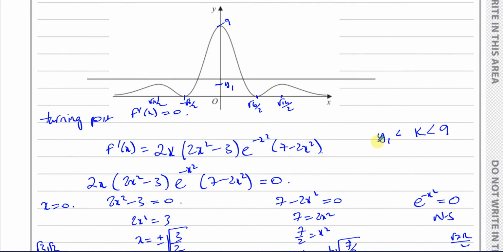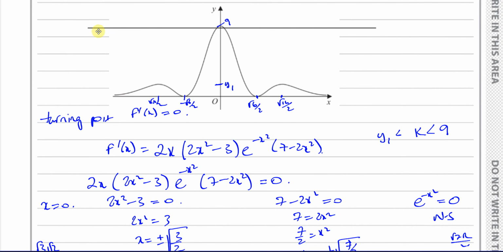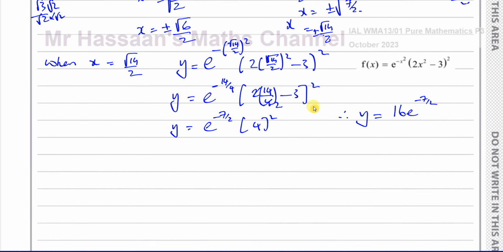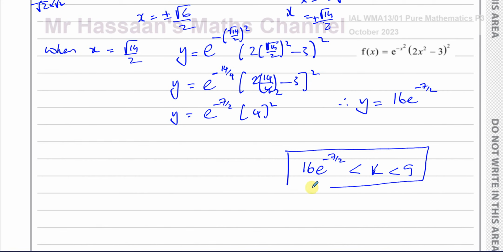So now we know that this is the y value that we're looking for, such that above that, there will be two distinct solutions until we reach just before 9. So we can say that our range of values for k is less than 9 and greater than 16e to the power of negative 7 over 2. And there's the answer to that question.